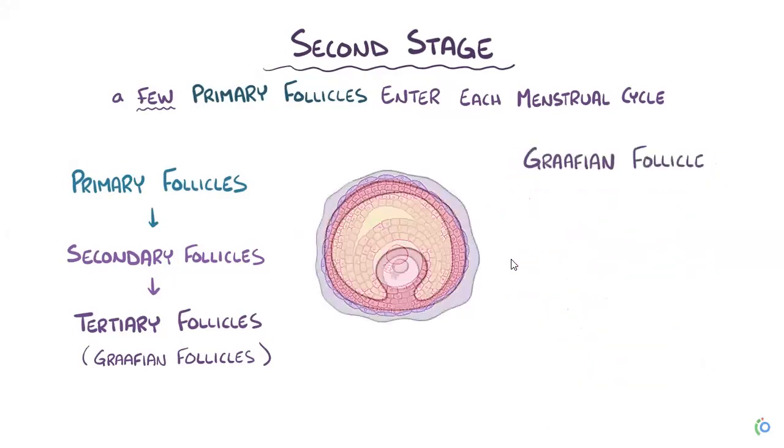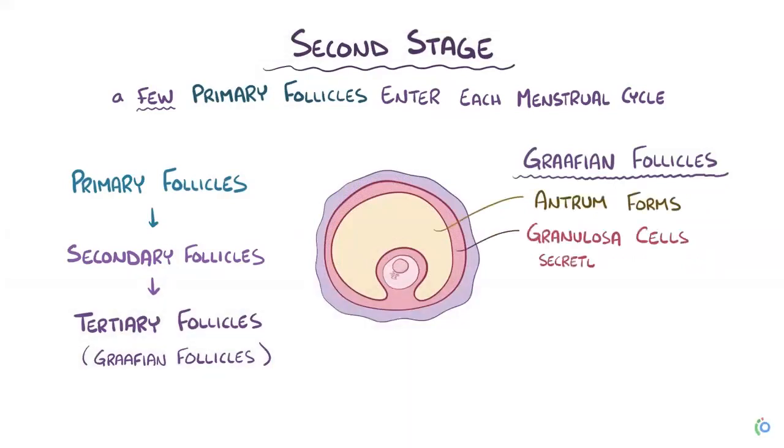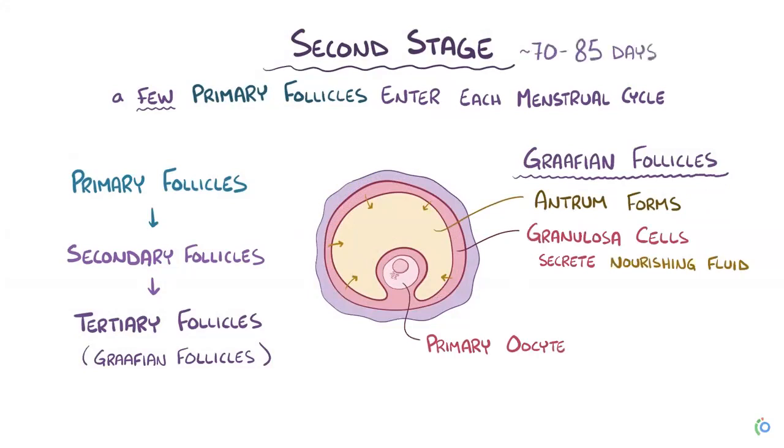In a Graafian follicle, a central cavity called the antrum forms within the follicle, and the granulosa cells secrete a nourishing fluid for the primary oocyte directly into the antrum. The second stage takes roughly 70 to 85 days and results in a few fast-growing Graafian follicles.